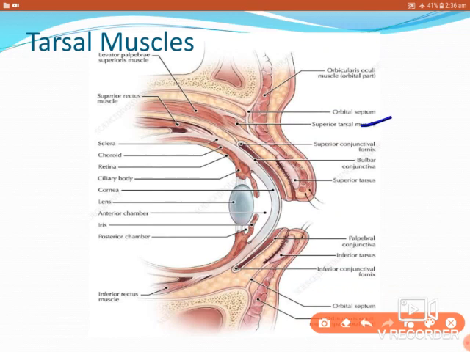Here this is the sagittal view. Upper eyelid, this is the lower eyelid. Anteriorly, this is the cornea, and this is the sclera. Here this is the superior rectus muscle, this is the levator palpebrae superioris. Inferiorly, this is the inferior rectus muscle.